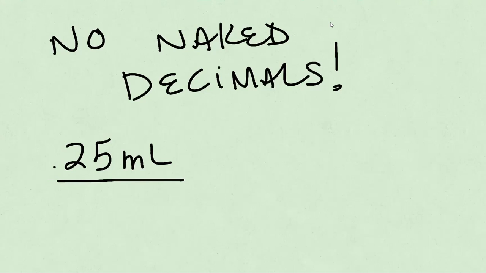So for anything medical related, for sure, never leave anything under 1 mL with a naked decimal in the front. Always put that 0 in the front so the next person that is actually giving the medication, if it's not you, knows that it is 0.25 or 0.5 or 0.75. Anything under 1, you definitely want to have that 0 in front.